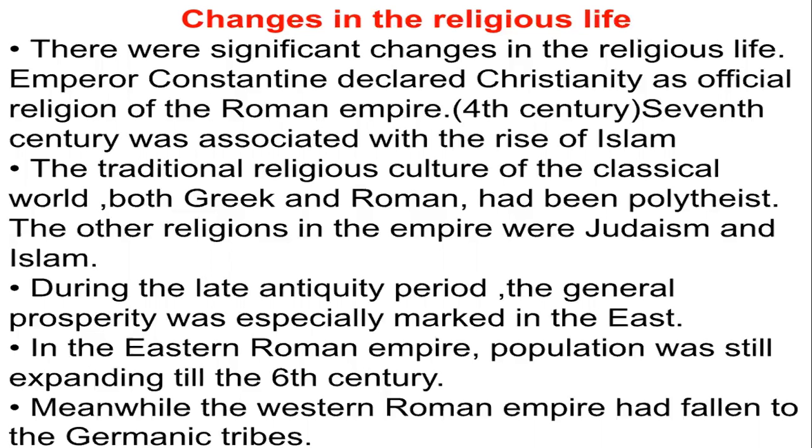The traditional religious culture of the classical world, both Greek and Roman, was polytheist. That is, it involved a multiplicity of cults, and it included both Roman and Italian gods like Jupiter, Juno, Minerva, and Mars, as well as numerous Greek and Eastern deities worshipped in thousands of temples and shrines throughout the empire.